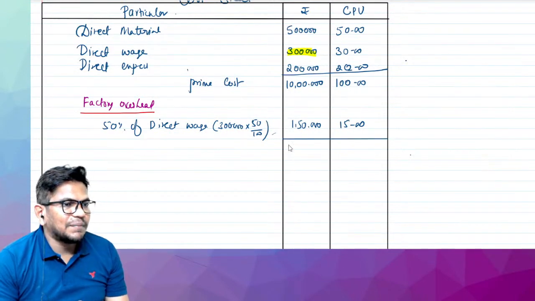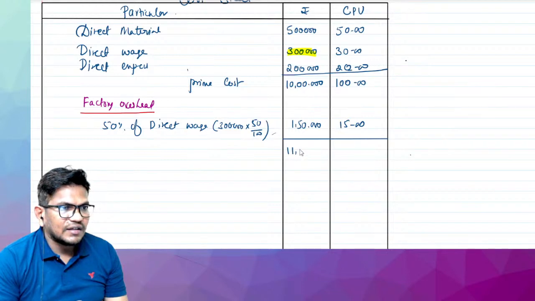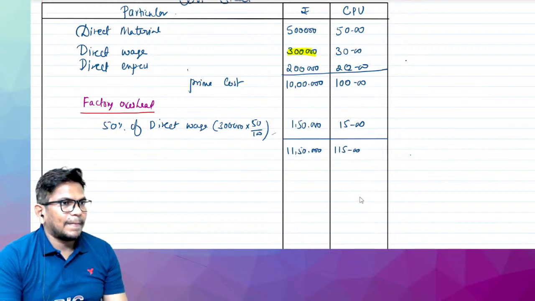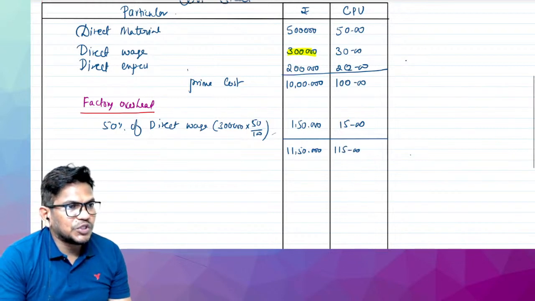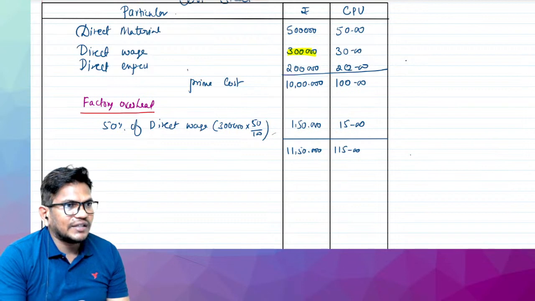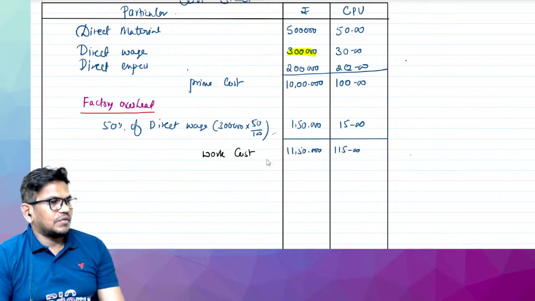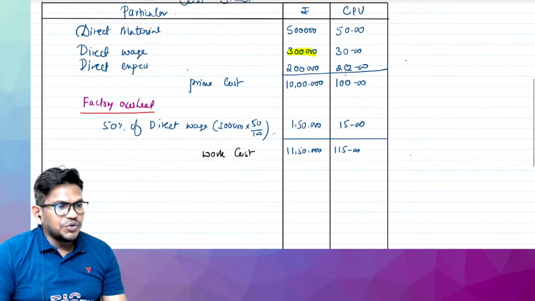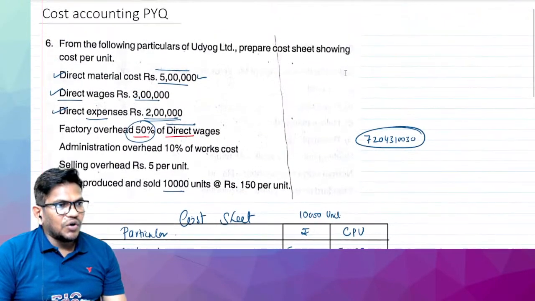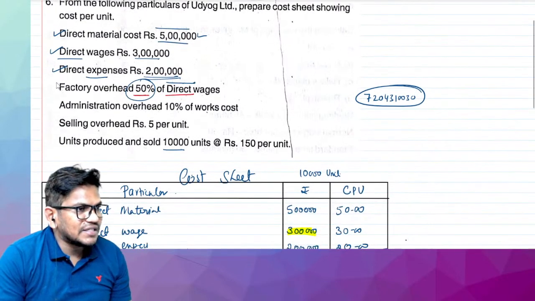So guys, add up this now. 11,50,000, 115. ठीक है जी? So बच्चों, this is your work cost. ये ना कहते हैं work cost. All right? Understood? Yes or no? So guys, done. Factory is done.